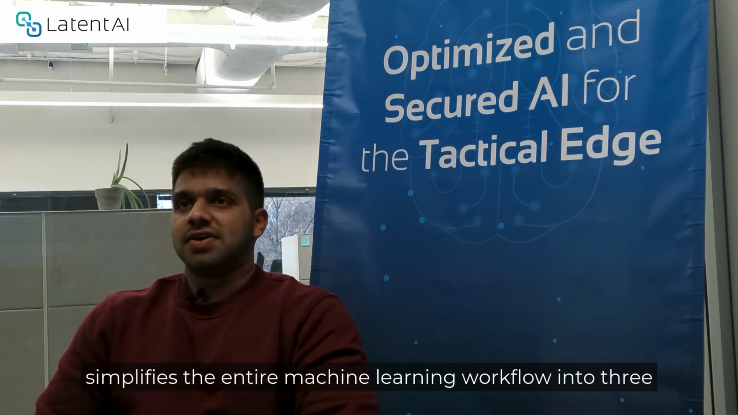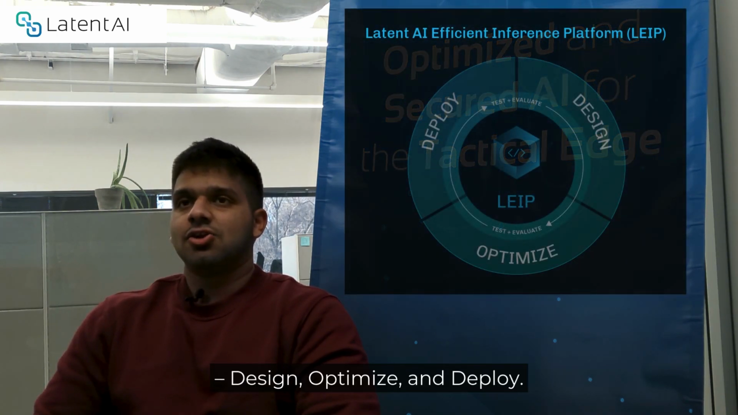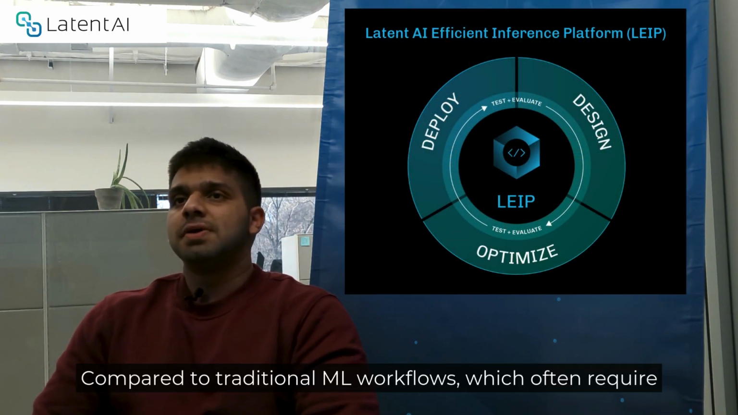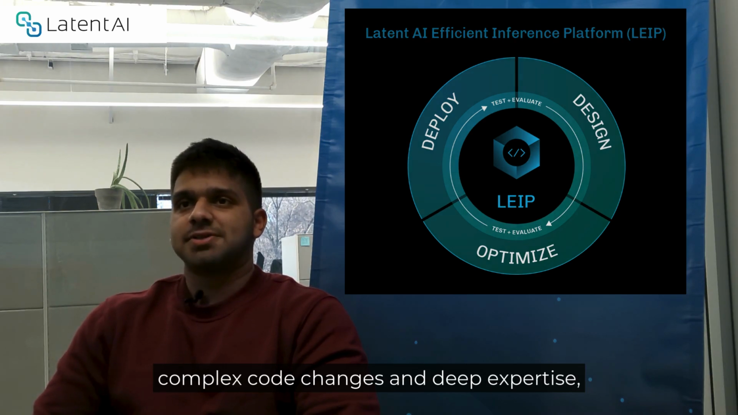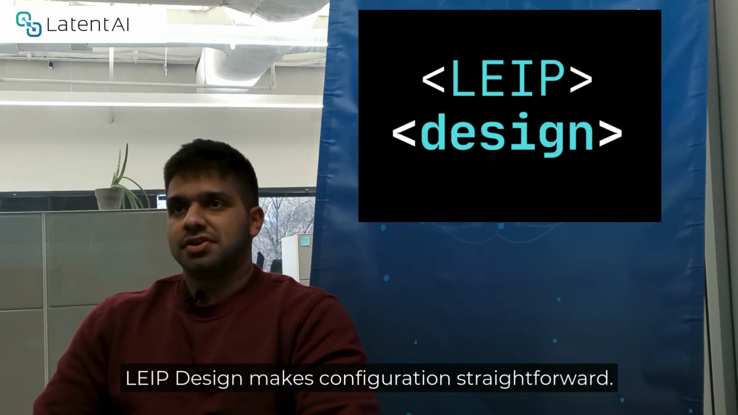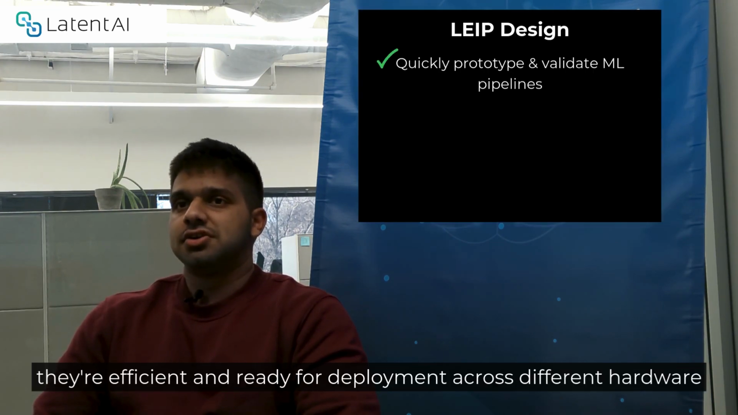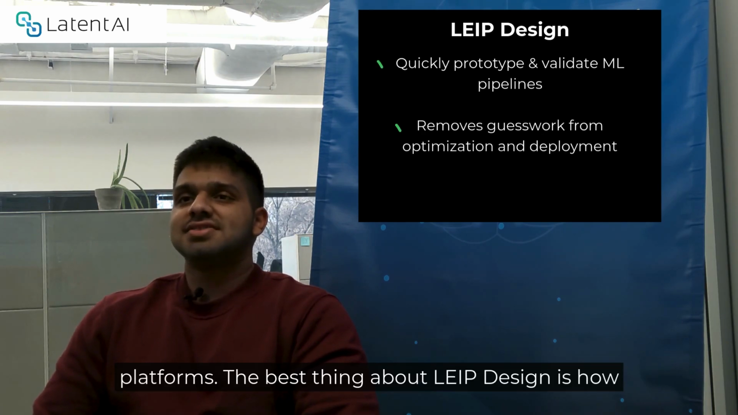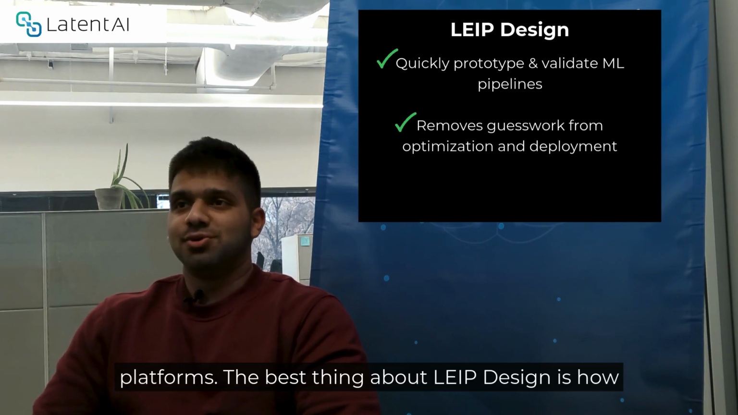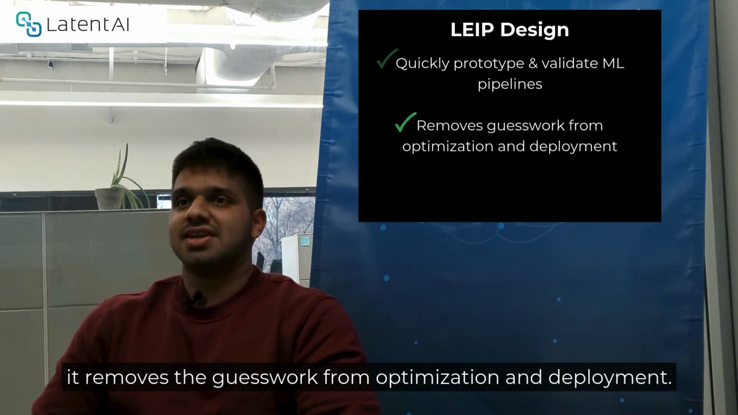Our toolkit simplifies the entire machine learning workflow into three key processes: design, optimize, and deploy. Compared to traditional ML workflows, which often require complex code changes and deep expertise, LEIP Design makes configuration straightforward. I use LEIP Design to quickly prototype and validate machine learning pipelines, ensuring they're efficient and ready for deployment across different hardware platforms. The best thing about LEIP Design is how it removes the guesswork from optimization and deployment.